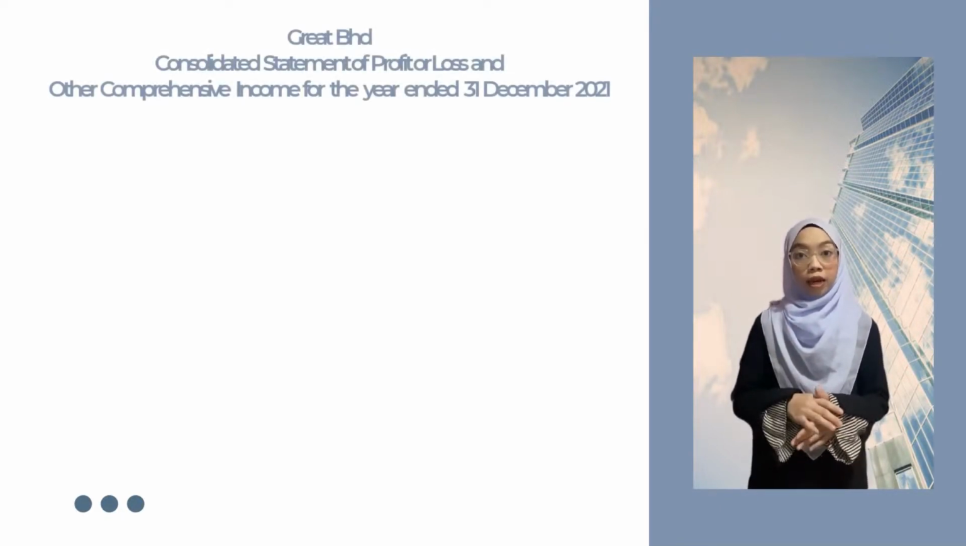Hi and Assalamualaikum, we are from Group 3 and now we will be presenting question 1C, which is the consolidated statement of profit or loss and other comprehensive income for Great Berhad Group together with question 4. Now, I will begin the presentation by explaining the consolidated statement of profit or loss and other comprehensive income.